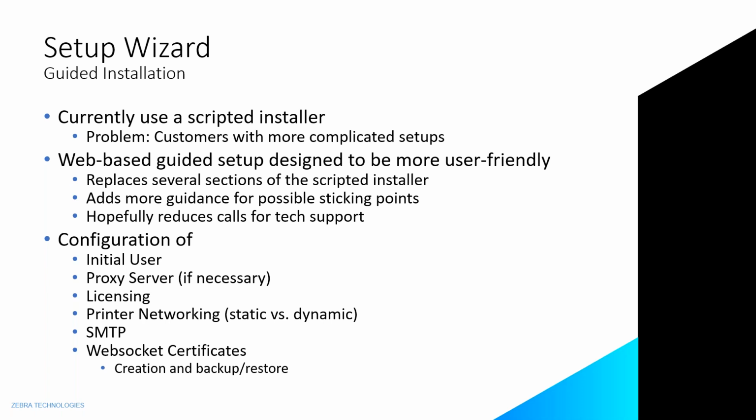And so what the setup wizard will do, and what I will demonstrate, is the configuration of the initial admin user. It will configure the proxy server if you need to get around a firewall, licensing because that's how we sell the application, how printers connect to the local network, and SMTP because the application needs to be able to send emails. We will also take you through the generation of the WebSocket SHA-2 certificates. And we'll also demonstrate the ability to back up those settings and restore those settings.